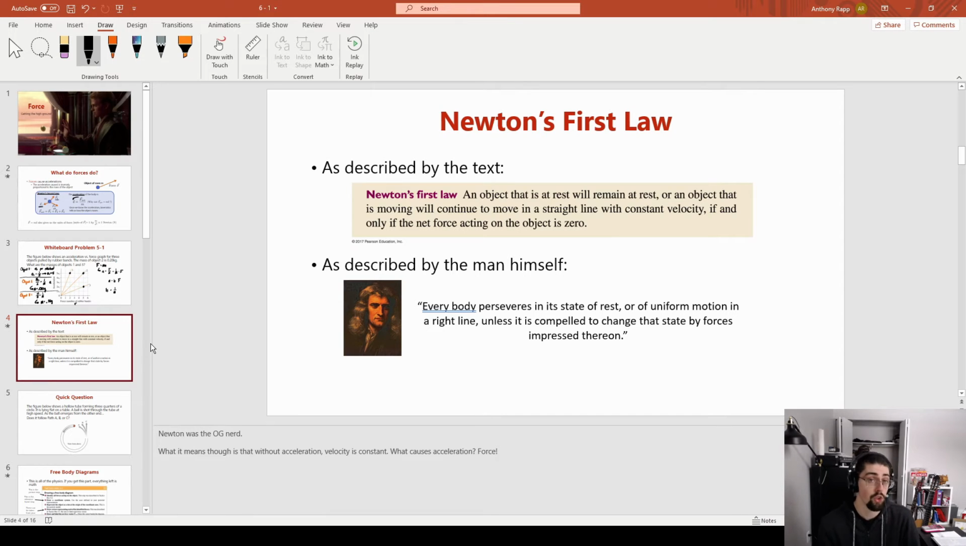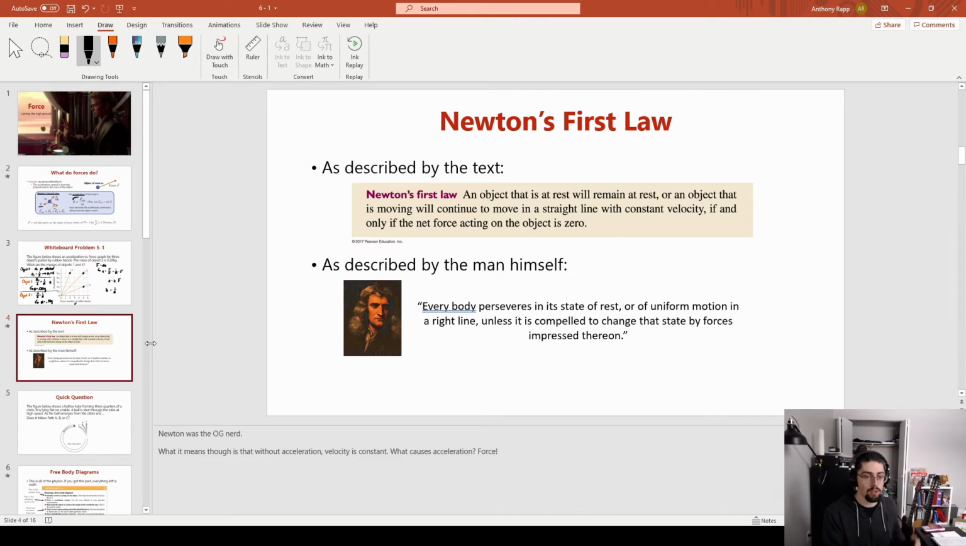Somebody has to push or pull or do something to that object to change that. If an object is already moving, it's going to keep moving just like it is unless somebody pushes or pulls on that object and changes its movement. You can't change the motion of something unless you act on it with a force. That is to say, this book right here is not just going to spontaneously fly off of my desk. I have to do that myself.